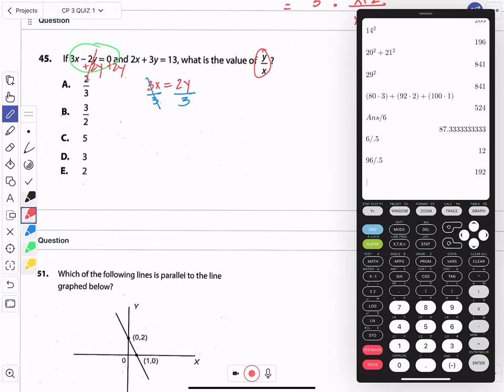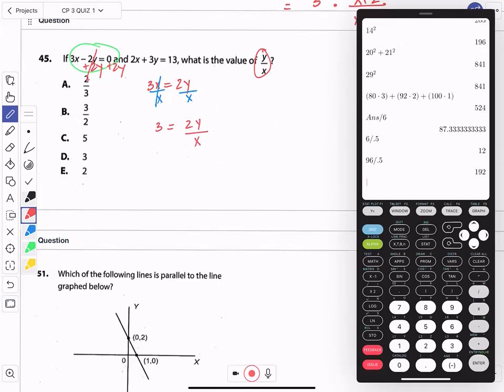I'm going to divide by 3. And the reason why I'm doing that is because I'm trying, oops, I did that wrong. I meant to divide over, I'm going to divide over x. Yes, that's my thought. I'm going to divide over x. So this would cancel. And so now I have 3, 2y over x.